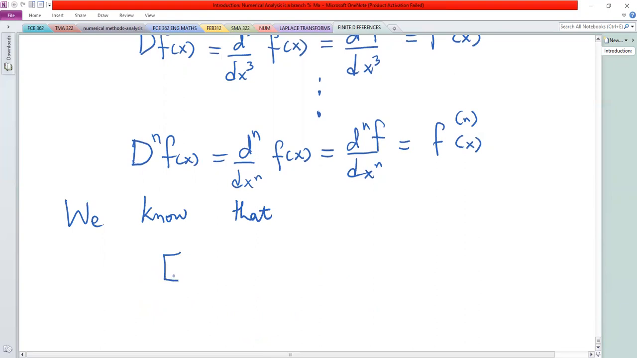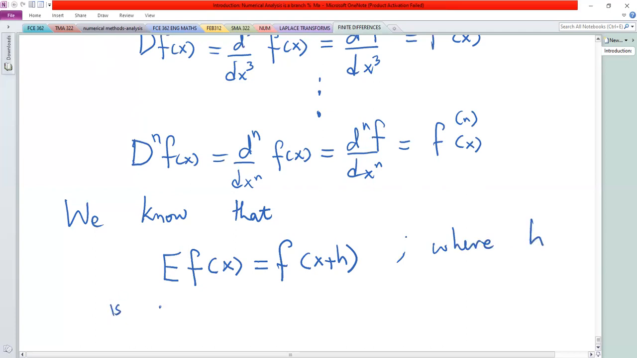And so we know that the shift operator, displacement operator, of a function f of x is given by f of x plus h, where h is the interval of spacing or differencing.